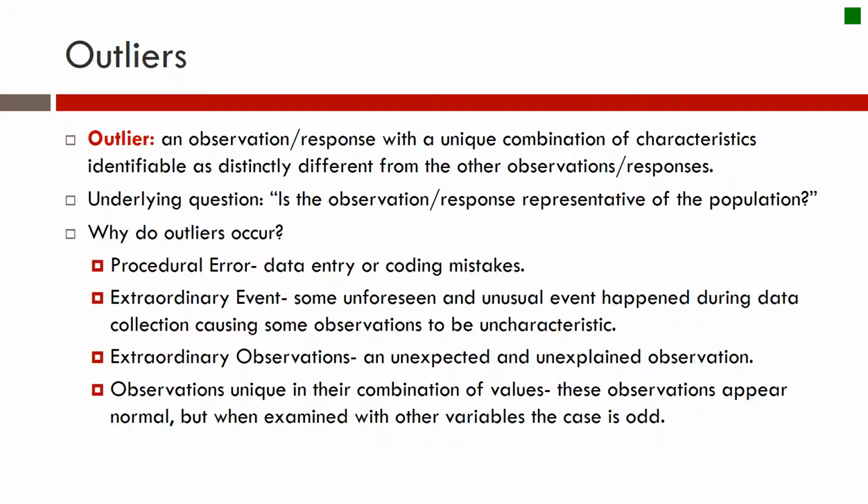Or is there some unique combination of values or combination of variables that is odd and would not be expected? So basically we're looking for oddities in our data, and what would explain those oddities, and that might be cause or rationale for dealing with an outlier.